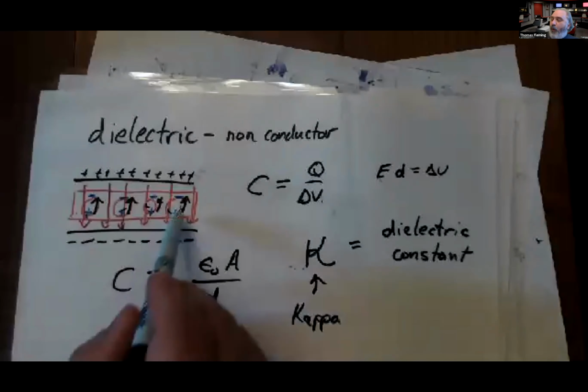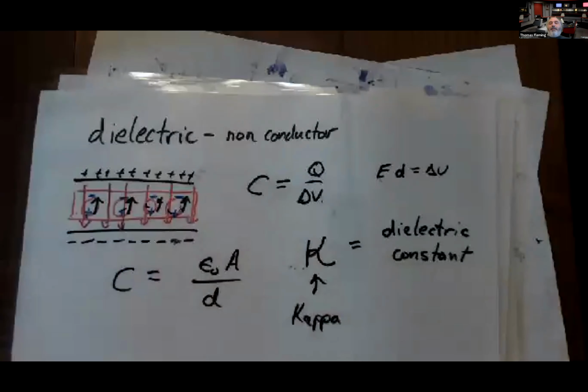So if you had water molecules in here, all your water molecules would have a tendency to want to line up so that the oxygen side of the molecule is closer to the top of the plate, and the hydrogen side would be closer to the bottom side of the plate. So water molecules would be very susceptible to this effect.